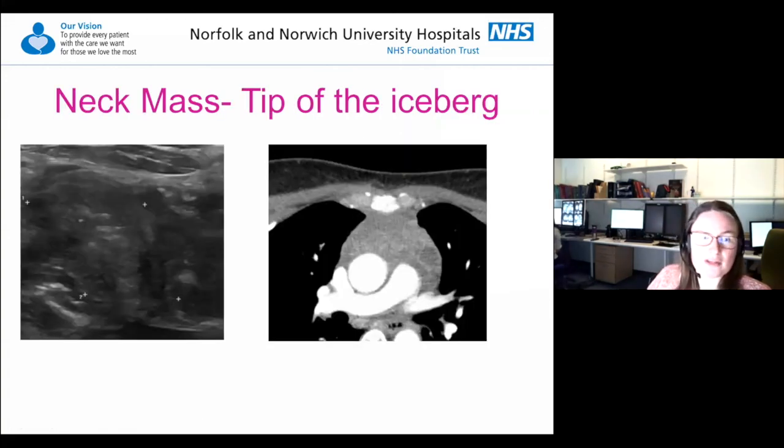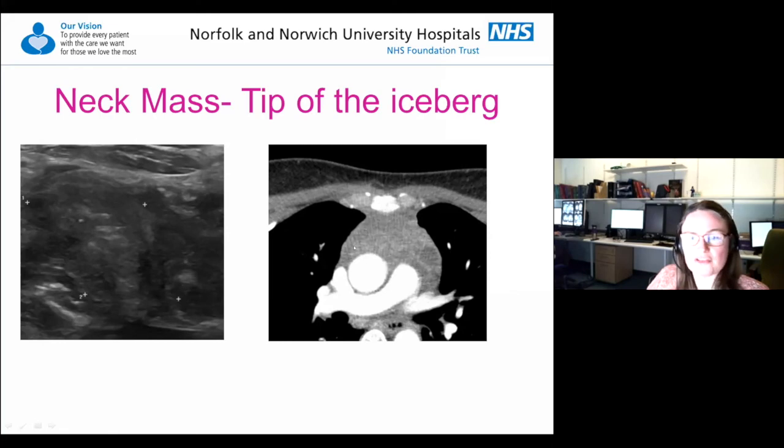And sometimes the masses we see on ultrasound are just the tip of the iceberg. This is quite a large, aggressive looking mass in the supraclavicular fossa of a relatively young woman. And she was having symptoms in her brachial plexus as well, so nerve root pain down her arm. On ultrasound, we can only see what's in the supraclavicular region. We can't see down into the chest, obviously.